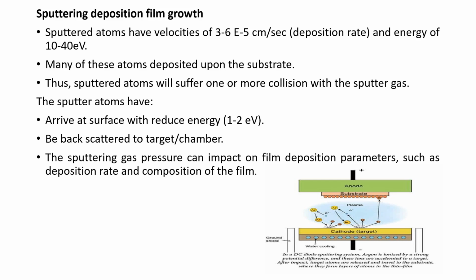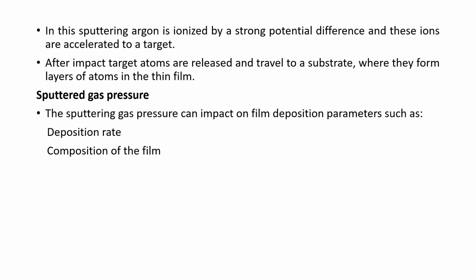Some atoms backscatter to the target. These atoms can move back and adhere to the target. The sputtering gas pressure can impact film deposition parameters such as deposition rate and composition of the film. In this sputtering, argon is ionized by a strong potential difference and these ions are accelerated to a target. After impact, target atoms are released and travel to the substrate where they form a layer of atoms in the thin film.